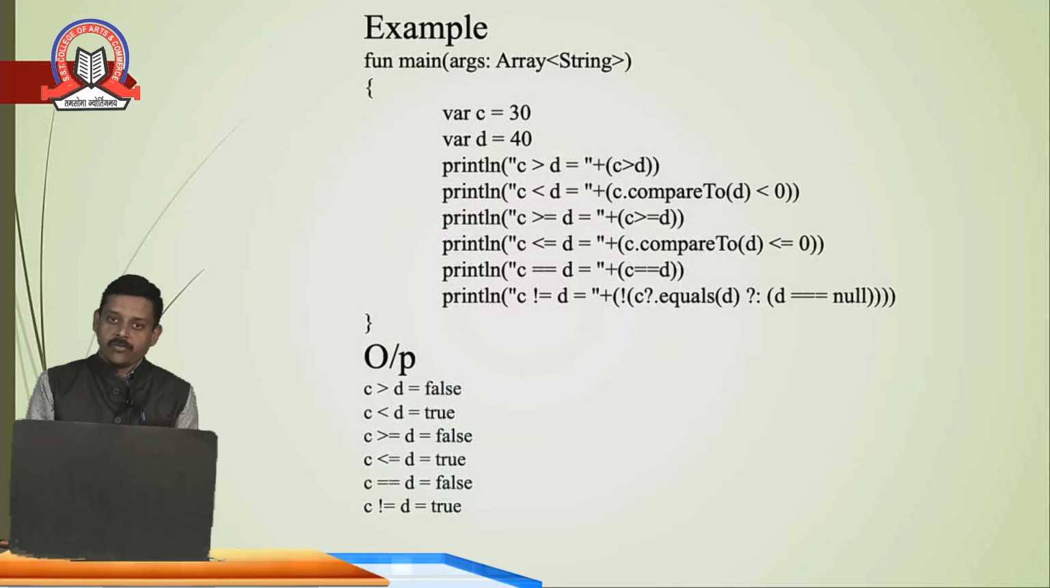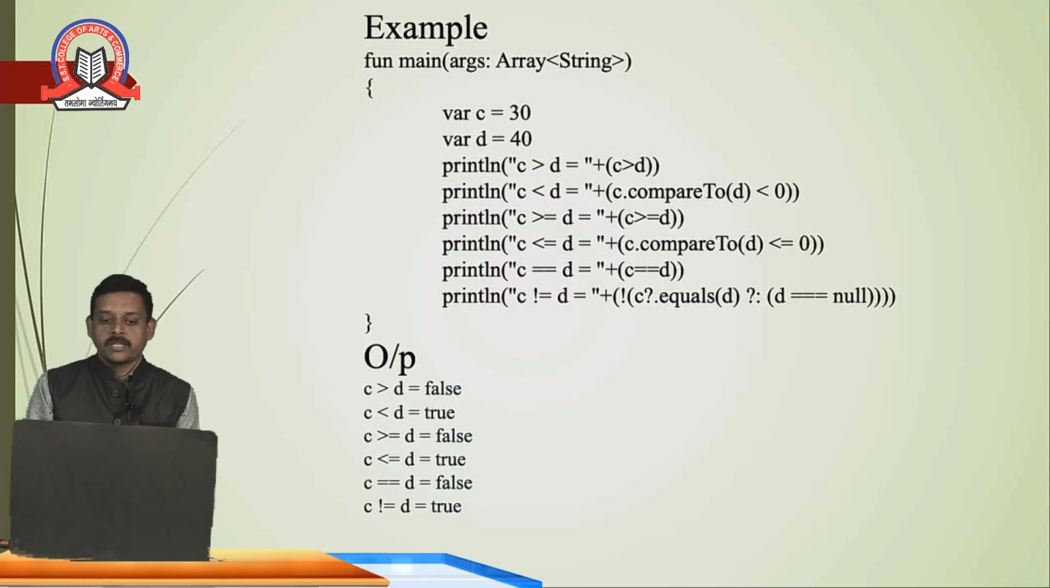conditions as well. If a is greater than b, then do these things. So if it is true, then it will do that part. If it is not true, then it will do the part which we have written in else, or it will continue with the other code. Similarly, as you can see, the output will be false, true for the remaining conditions. As we already know that 30 is not greater than 40, the output is false.